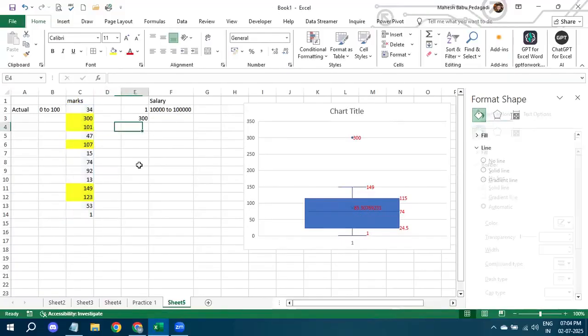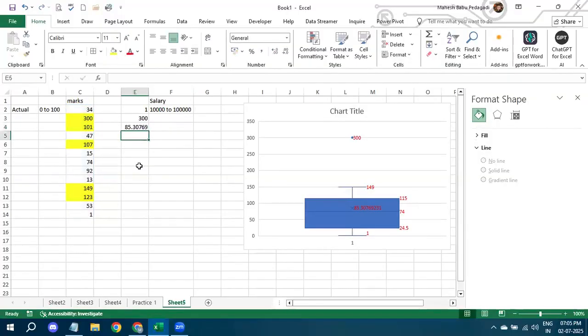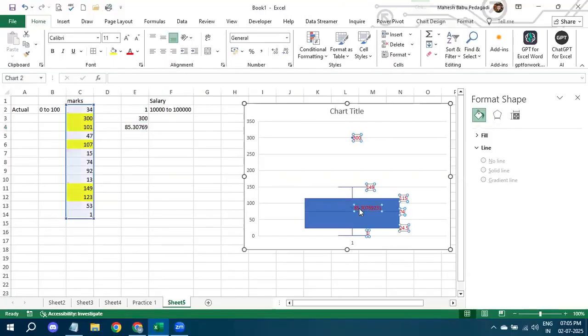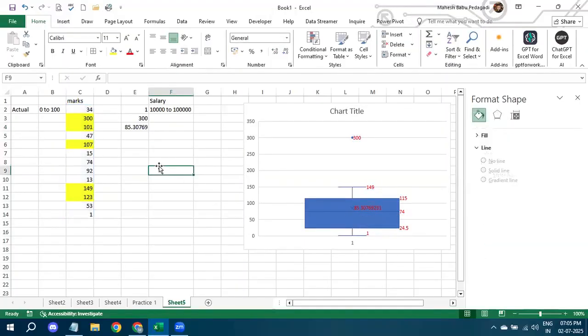If you see, let me calculate. Equal to mean of, sorry. Mean is nothing but average, right? Average of all the data points. What is the value I'm getting? 85.30. Now tell me, is it a mean, median, or IQR? Mean. Mean value. Clear? This is the most asked interview question.